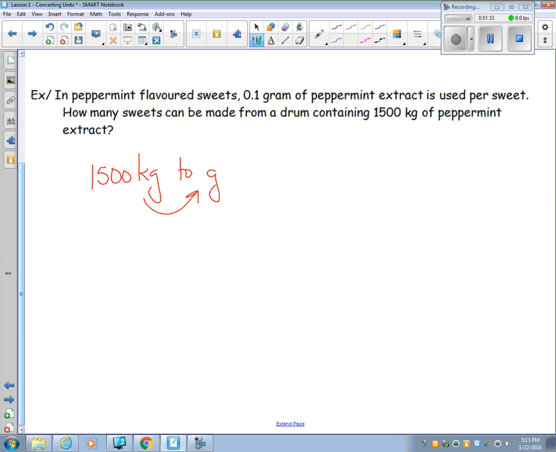Kilograms to grams, that's moving from a large unit to a small one, so we're going to multiply. That's 3 steps again, so multiplying by 1,000, so 1,500 times 1,000 will give us 1,500,000 grams, or 1.5 million grams.